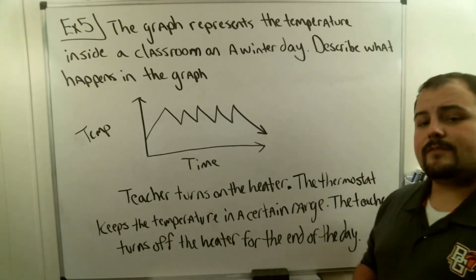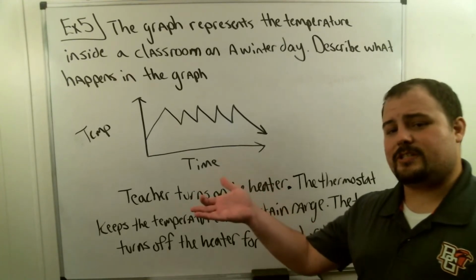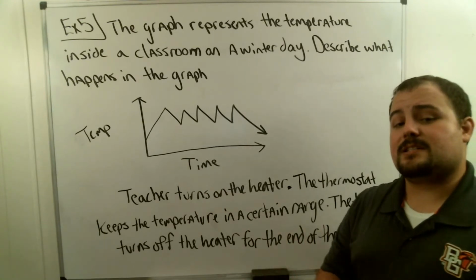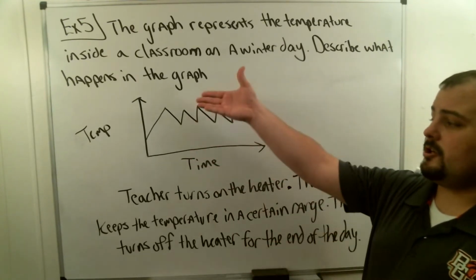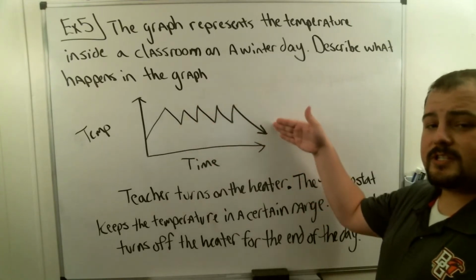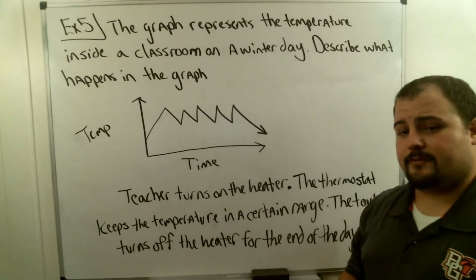One of the things that we have to do in this lesson is think about what's happening in a graph without actually seeing numbers and judge what could potentially be happening that makes some type of logical sense. Teacher turns on the heater, temperature fluctuates based on the thermostat, temperature goes down because teacher turns off the heater. Let's try another problem that deals with qualitative graphs.